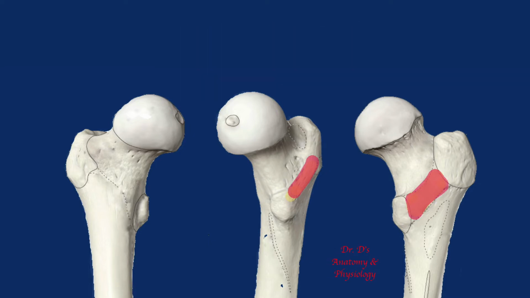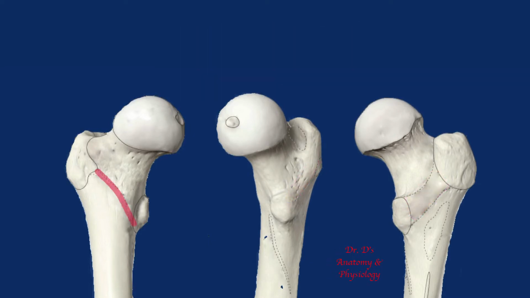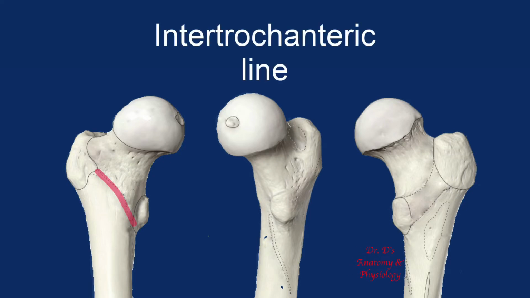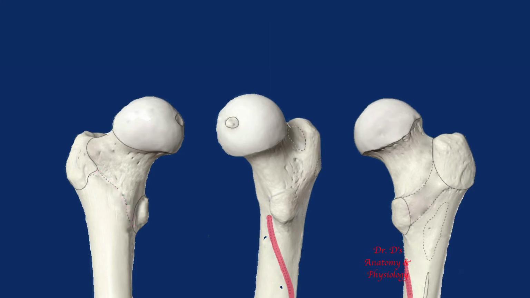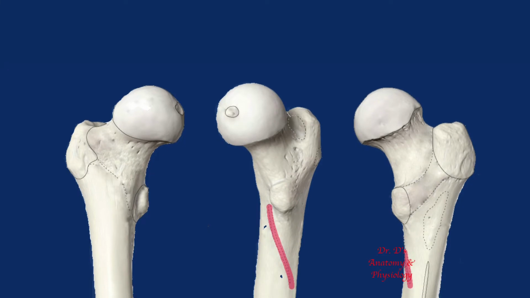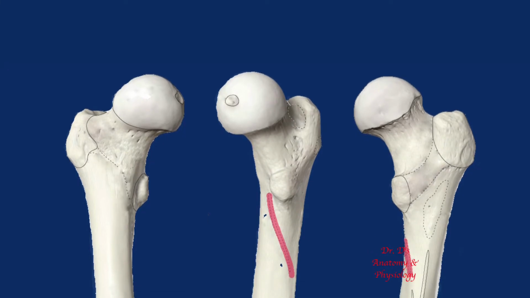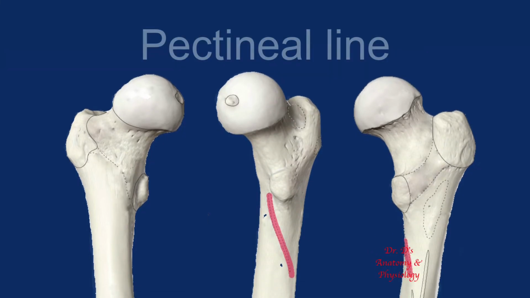On the anterior side, where the trochanters are further apart, a more subtle linear elevation of bone is between the trochanters. It is called the Intertrochanteric line. Below the lesser trochanter, on the medial side, there is a line to which the pectineus muscle attaches. This line is called the Pectineal line.